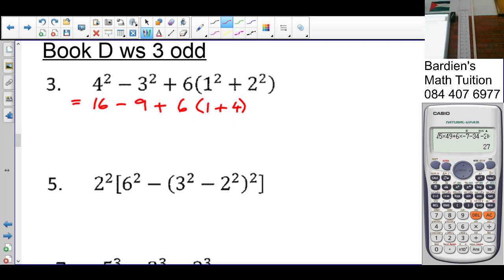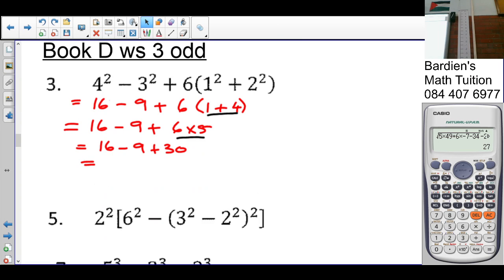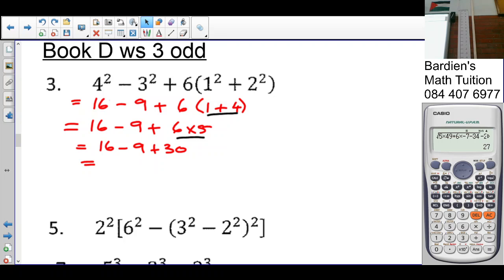Yes, sir. There's going to be 16 minus 9 plus 6 times, 4 plus 1 is? 5. So it's 6 times 5. So what needs to be done first is the multiplication, not so? Yes, sir. So just multiply this, 6 times 5 is? 30. So 16 minus 9 plus 30. What is 16 minus 9? What did we say according to BODMAS? We can interchange addition and subtraction with whatever comes first from the left. So what comes first? Subtraction. 16 minus 9? 7. And 7 plus 30 is?